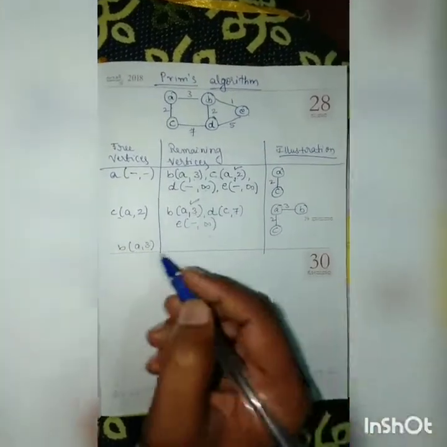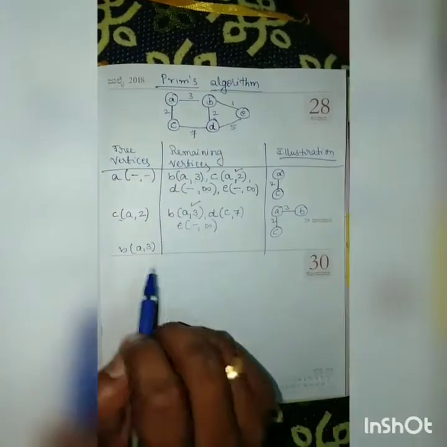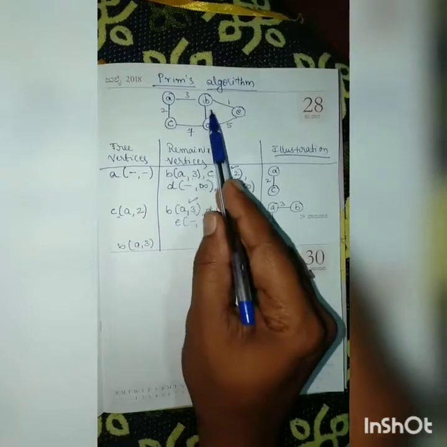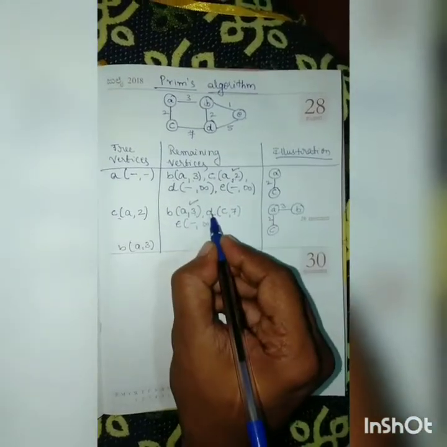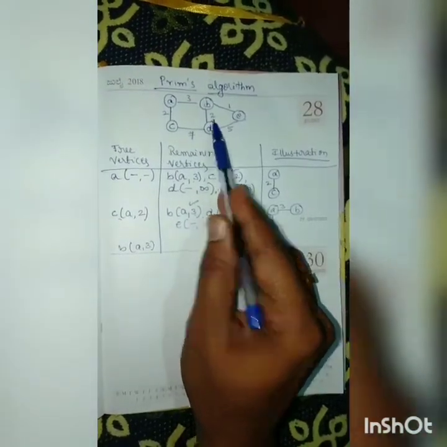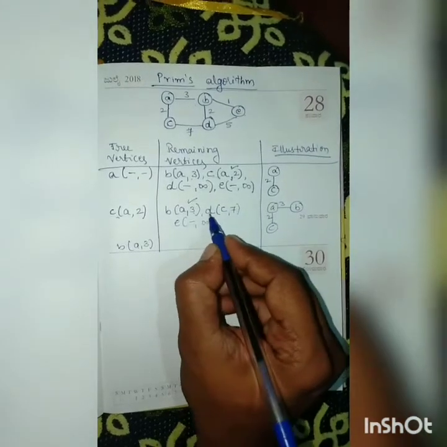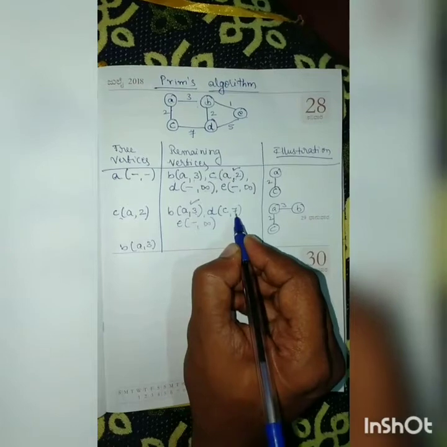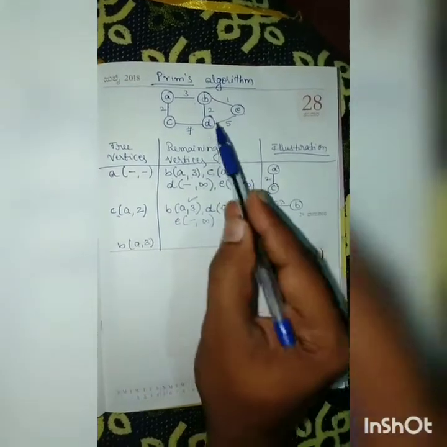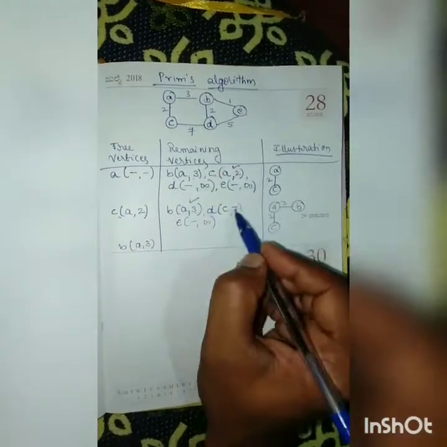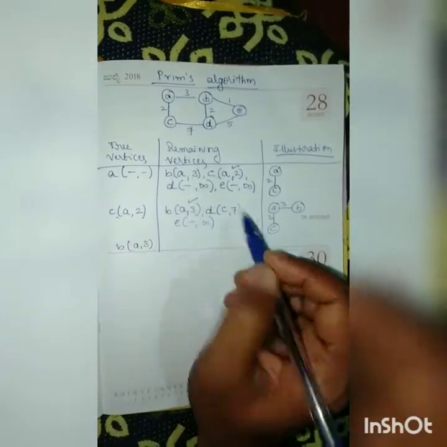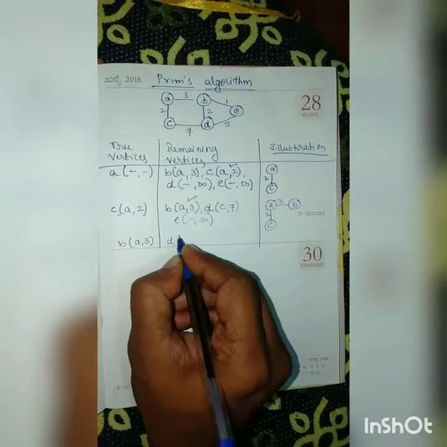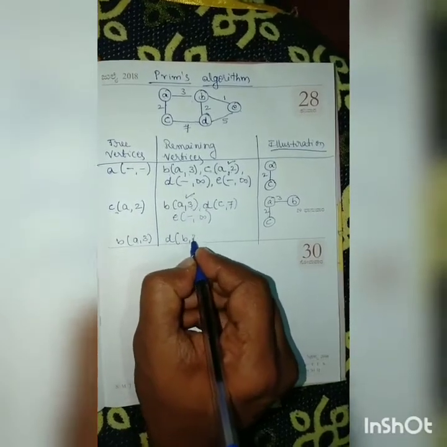Okay. Next, D and E are remaining. Now from B, is D reachable? Is there any edge from B to D? Yes. What is the cost? 2. However, from C we can reach D with a cost of 7. Now we can reach D from B with a cost of 2. So out of 2 and 7, which is minimum? 2. Therefore you will have to update this value, that is D is reachable from B with a cost of 2.